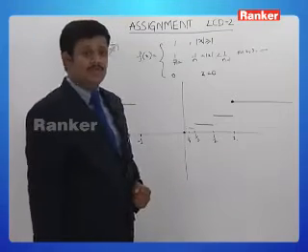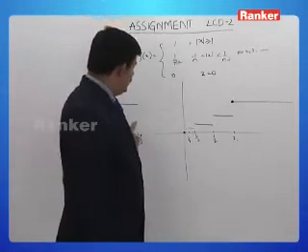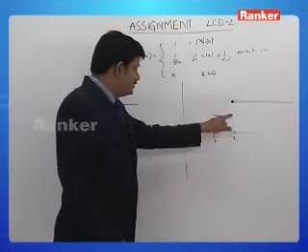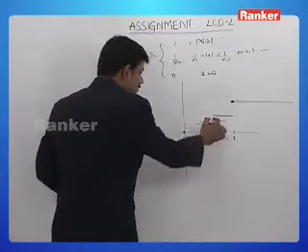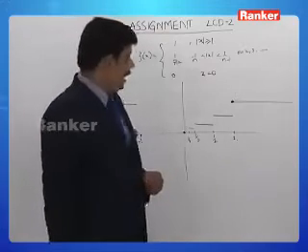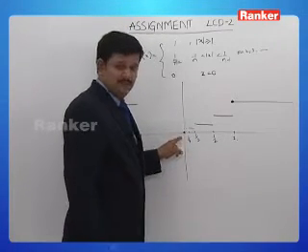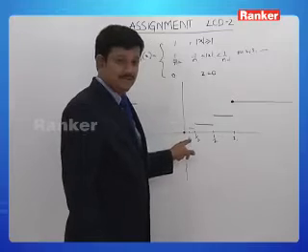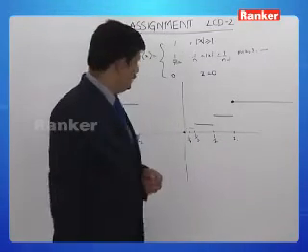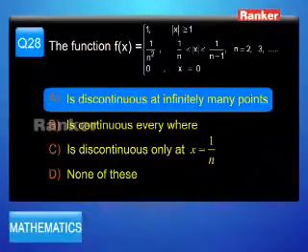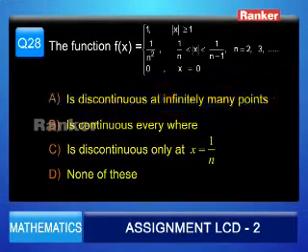Now, we can talk about continuity of this function. This is obviously not continuous everywhere. We can see at many points the function is breaking. We cannot draw the graph without lifting the pen. It is discontinuous at infinitely many points, at every number of the form 1 by 3, 1 by 4, 1 by 5, 1 by 6, 1 by 7, and so on. So, the function is discontinuous at infinitely many points, and the answer is option A.